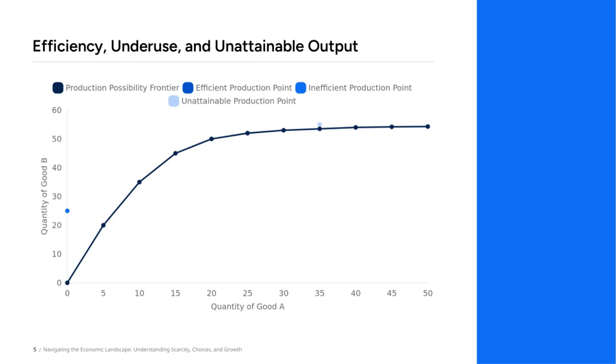Any point inside the curve, like the one at 0 units of good A and 25 units of good B, indicates underuse or inefficiency, meaning resources are not fully employed. Conversely, points outside the curve, such as producing 35 units of good A and 55 units of good B, are unattainable with current resources, as they exceed the production capacity. This visualization helps us understand the limits of production and the importance of optimizing resource allocation to achieve efficiency.